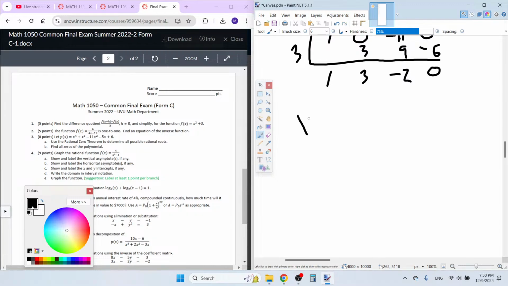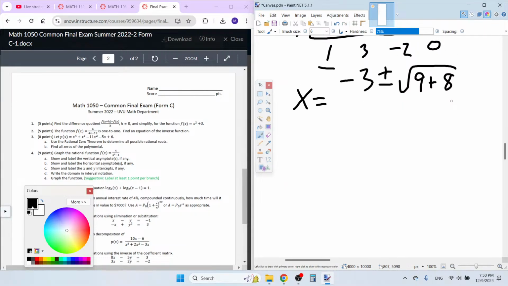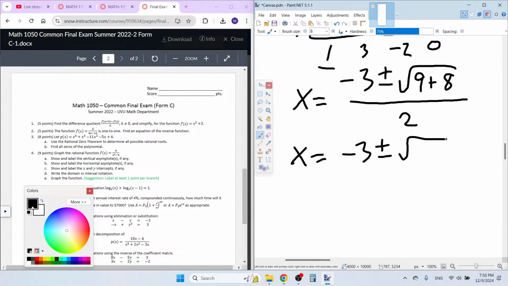I have x equals negative b plus or minus the square root of b squared minus 4 times a times c. So that's negative 4 times 1 is negative 4 times negative 2 gives us positive 8. And then we divide this by 2 times a, but a is 1, so that's just 2. So we get this. So x equals negative 3 plus or minus the square root of 17 over 2.